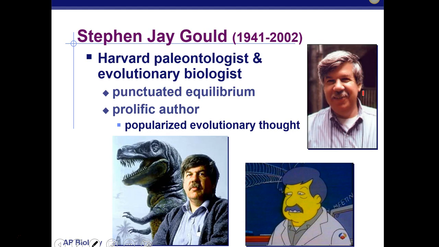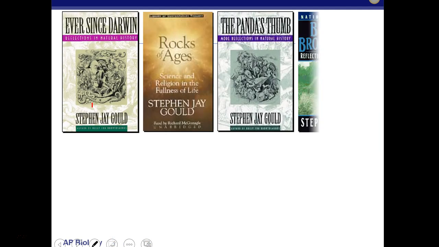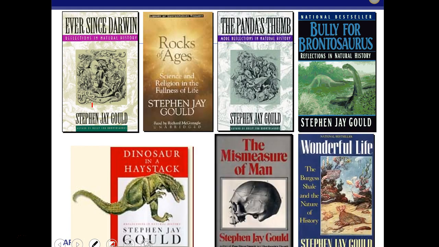So, Stephen Jay Gould was the one who came up with punctuated equilibrium. It happened quickly, and then nothing happened for a while. And then something quickly happened, and then nothing for a while. And yeah, he had a lot of books. He is kind of famous.